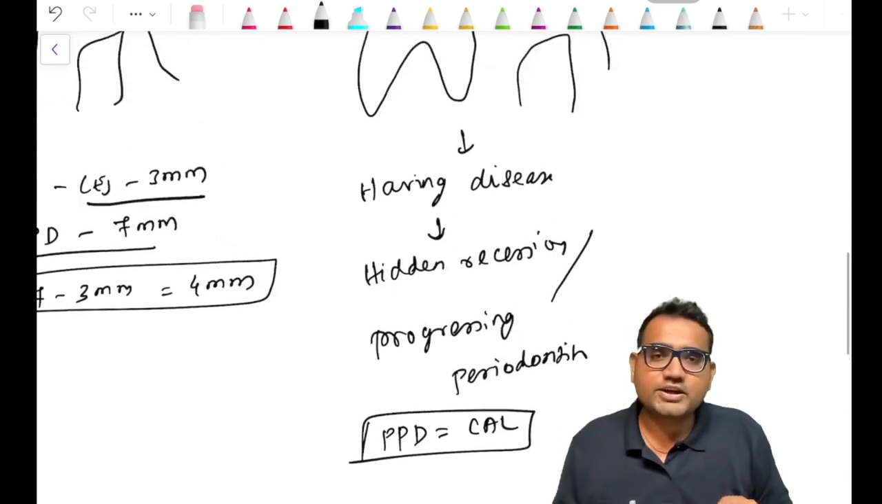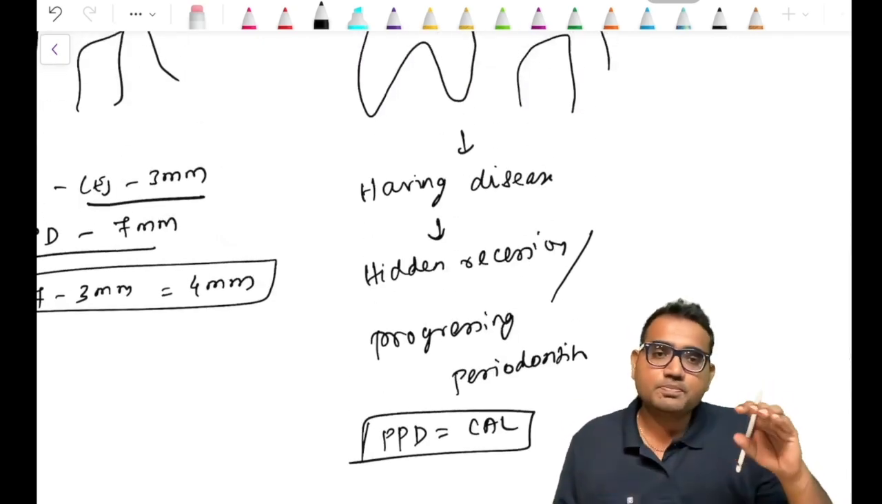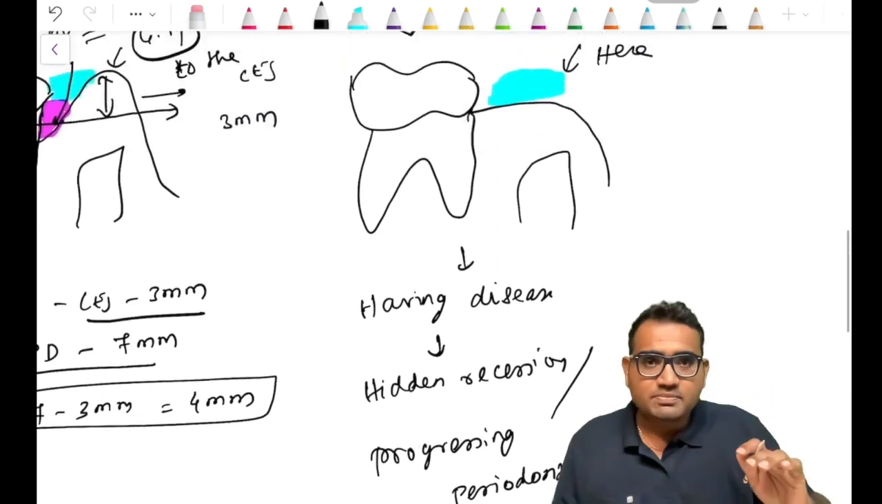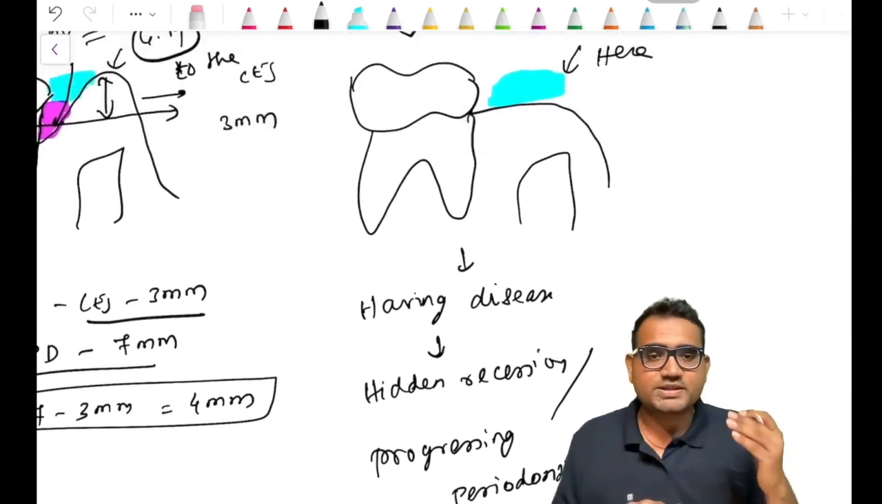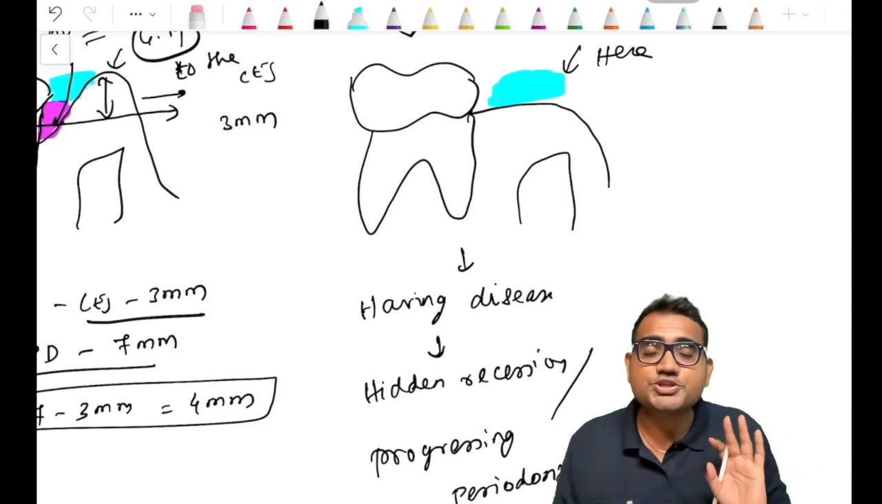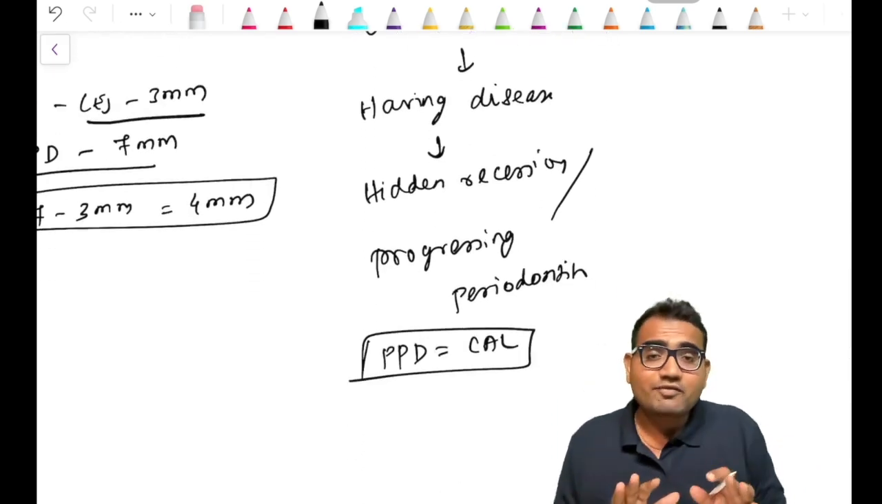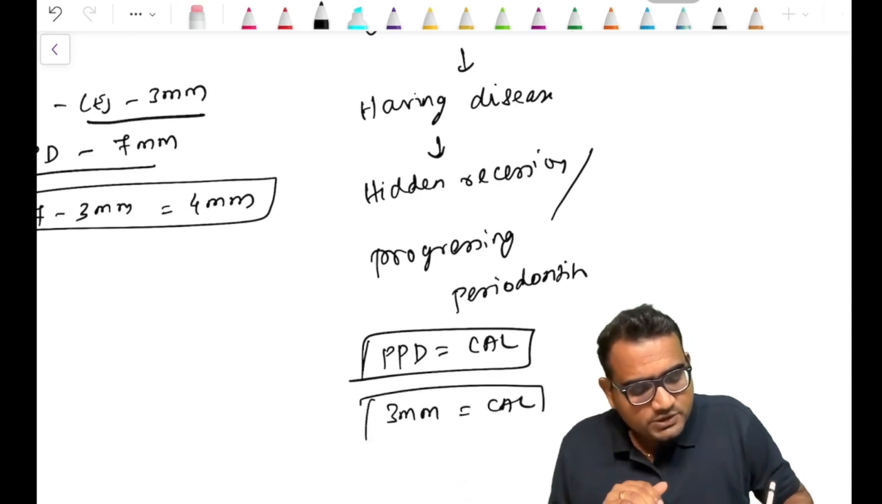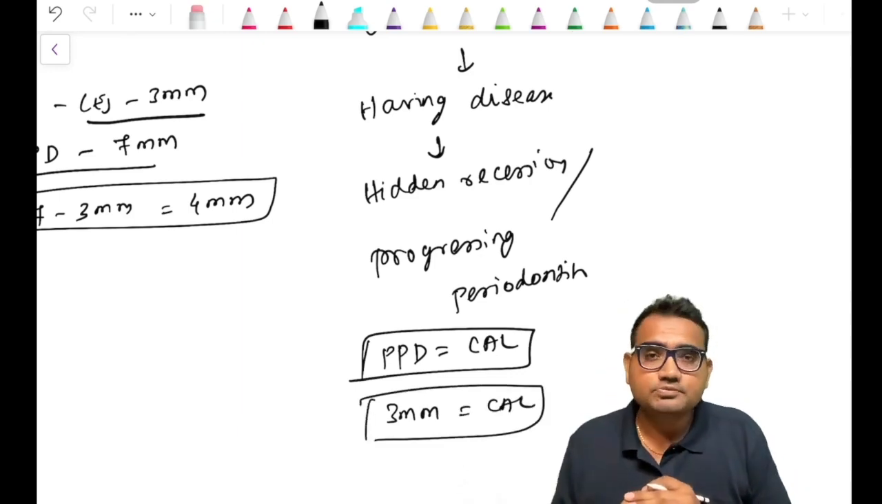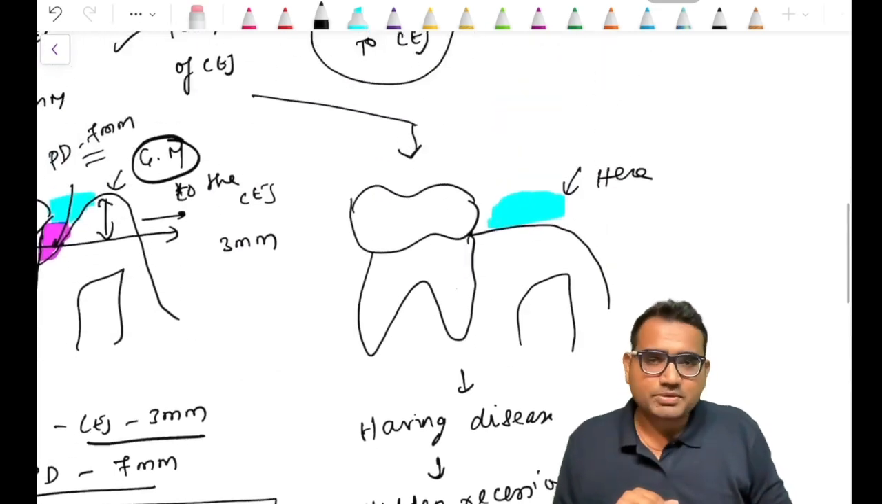So these kind of patients are hidden recession patients, progressing periodontitis patients, having gingival margin at the level of CEJ, so the disease is progressing. So I'm going to assume these patients are going to have PPD equal to CAL. Say for example, this patient is having a probing depth of 3 mm, then my clinical attachment level is also going to be 3 mm. Okay, it's very simple, right?